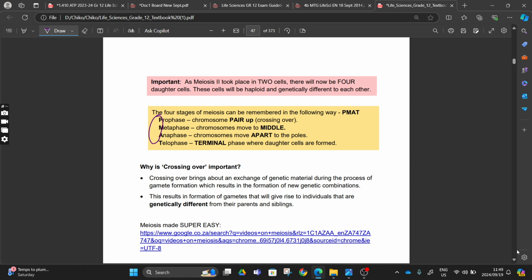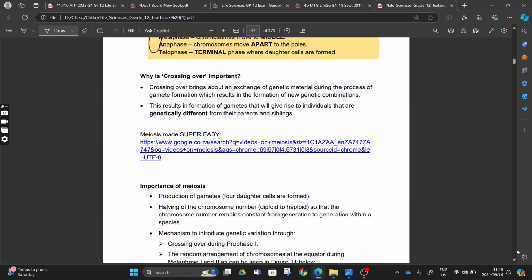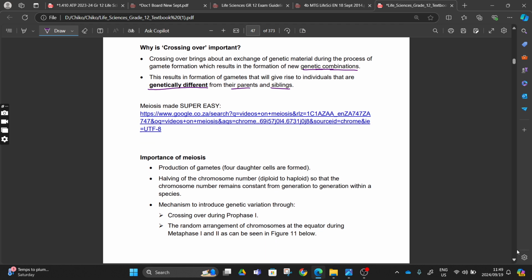And why is crossing over important? To bring about genetic variation, right? By the formation of new genetic combinations, you are genetically different from your parents and your siblings. For you to be different from your siblings is due to crossing over, the exchange of genetic material.